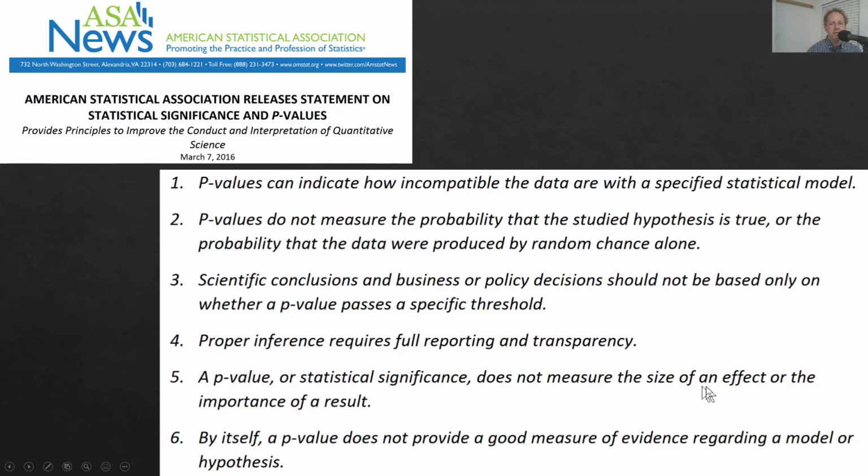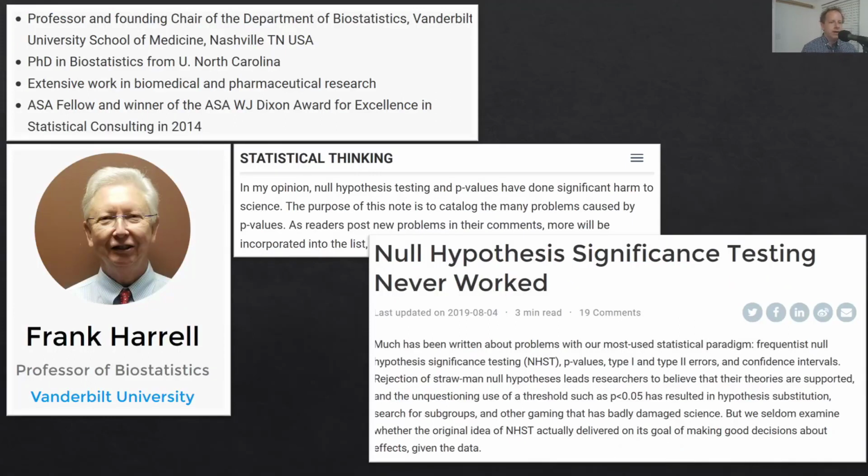A p-value does not measure the importance of a result, right? Because again, it could just tell you that you collected lots of data, which doesn't tell you that the results actually have any practical import. And so by itself, it does not provide a good measure of evidence. So Frank Harrell, whose book I read, and it's a really important part of my learning, is a professor of biostatistics and has a number of great articles about this. He says, null hypothesis testing and p-values have done significant harm to science. And he wrote another piece called Null Hypothesis Significance Testing Never Worked.